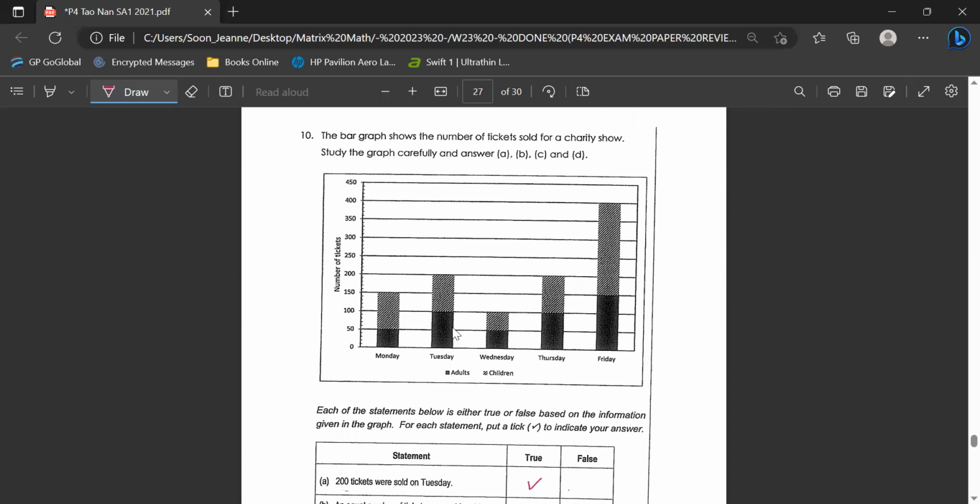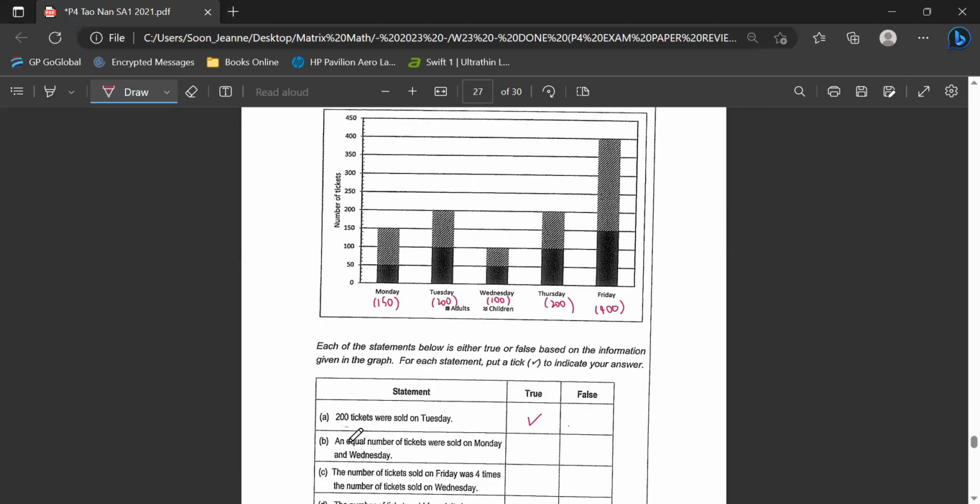Okay, before I do that, my mistake, you actually need to tally the graph here. So over here, it's actually a total of 150 tickets. Here will be 200. This will be 100. And this is 200 also. And the Friday is actually 400 tickets. Okay, so question B, an equal number of tickets were sold on Monday and Wednesday. So look at Monday and Wednesday. It is not equal. So this is actually a false statement.